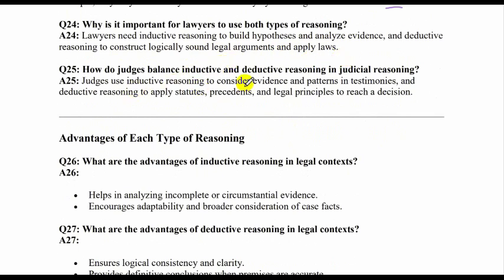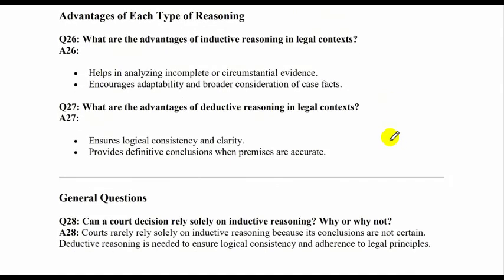How do judges balance inductive and deductive reasoning in judicial reasoning? Judges use inductive reasoning to consider evidence and patterns in testimonies, and deductive reasoning to apply statutes, precedents, and legal principles to reach a decision. Advantages of each type of reasoning. Question 26. What are the advantages of inductive reasoning in legal contexts? It helps in analyzing incomplete or circumstantial evidence, and inductive reasoning encourages adaptability and broader consideration of case facts.